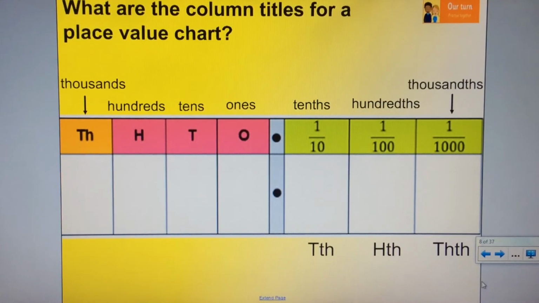So we use the decimal point to separate the whole from the parts of a whole. Remember that when one whole is divided into 10 parts, we call it a tenth. And when one whole is divided into 100 parts, we call it a hundredth. It's exactly the same with thousandths. When one whole is divided into 1,000 parts, we call it a thousandth.